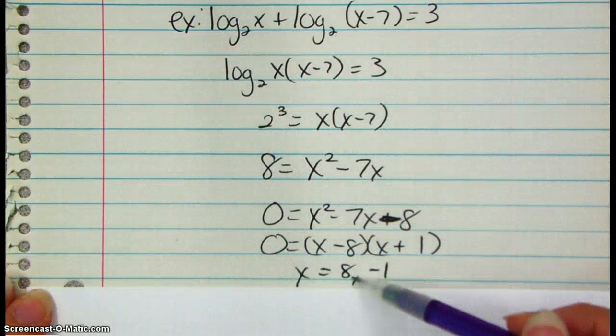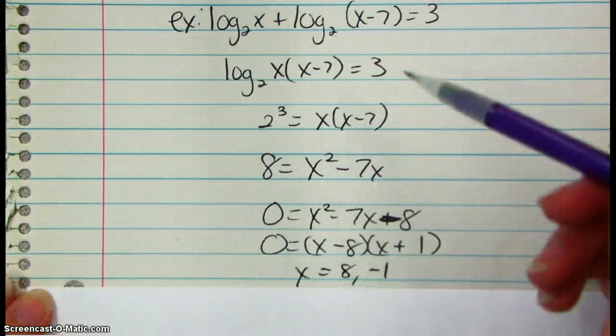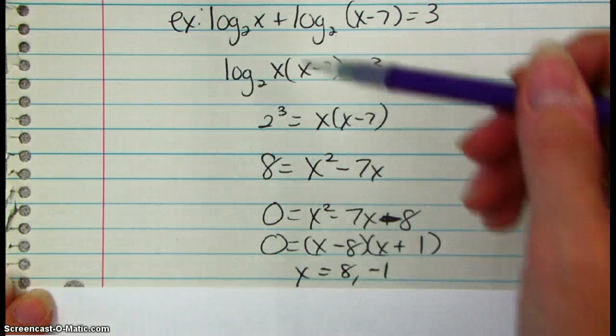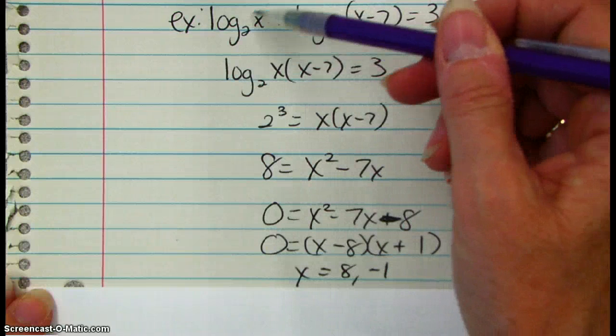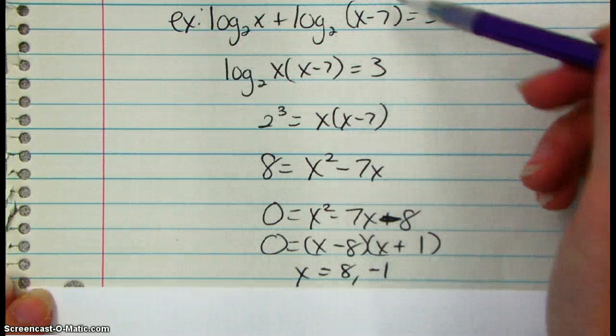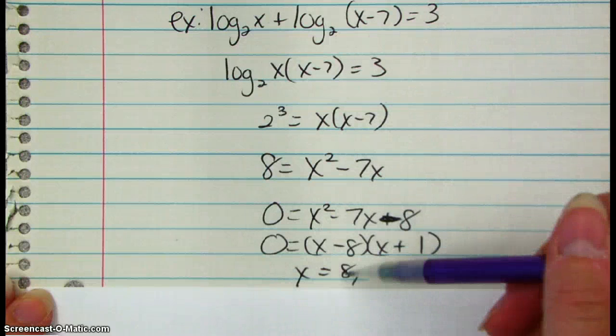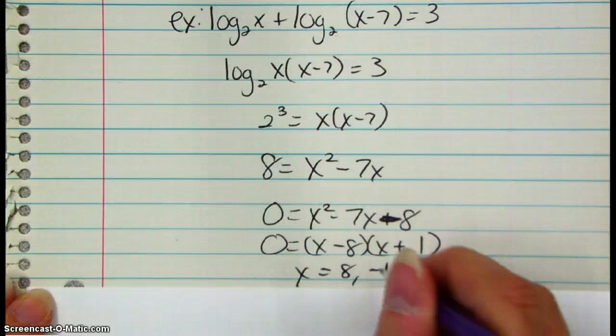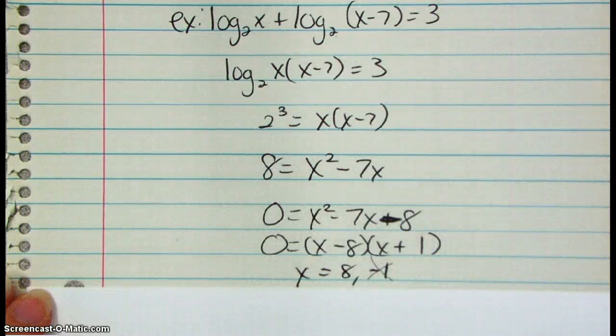So you've got to take these two values and plug them back in to see if they both work. So let's put in our positive 8. Is that positive here or greater than 0? I put in 8 in here. Is that greater than 0? Okay, so far that works. Let's try negative 1. I put that in there. Is that greater than 0? It fails. So it's not a solution.